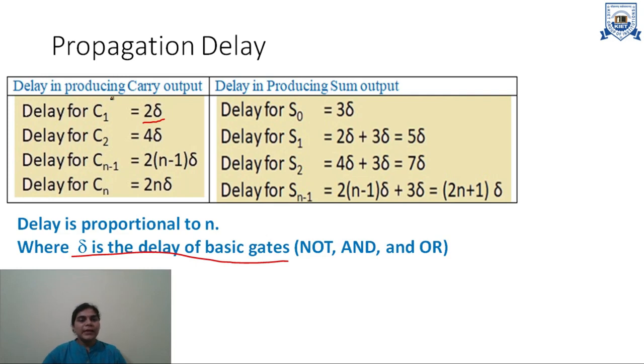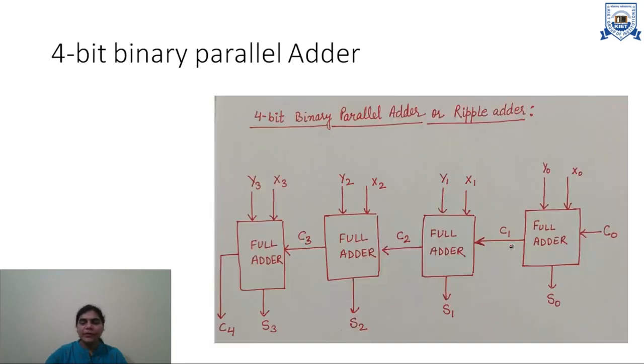So the delay in producing the carry output will be 2 delta for the first carry, and the delay for the carry C2 produced by the second full adder will be 4 delta, and so on. The delay for Cn will be 2 into n delta. Here we can say that the delay for carry is proportional to n.